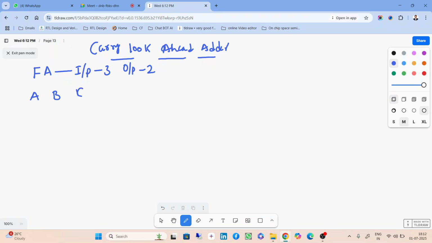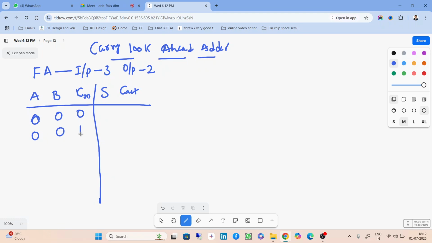A, B, next C input. And what are the outputs you have? Sum and carry out, C out. So what are the possible combinations? How many possible combinations do you have? Eight possible combinations. This is 0, 0, 0, and this is 0, 0, 1.